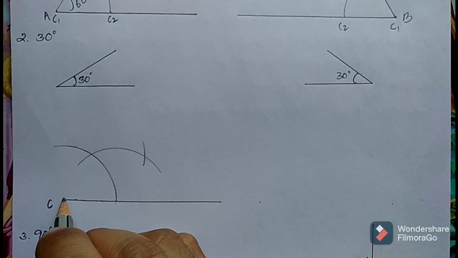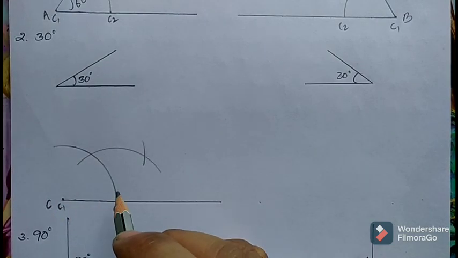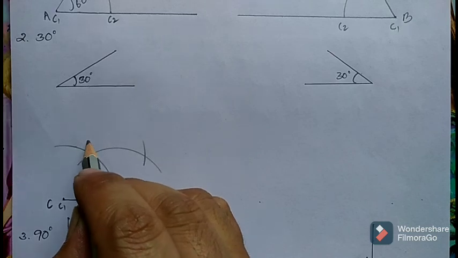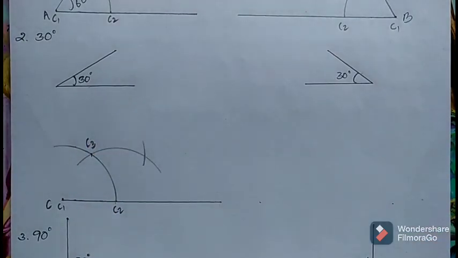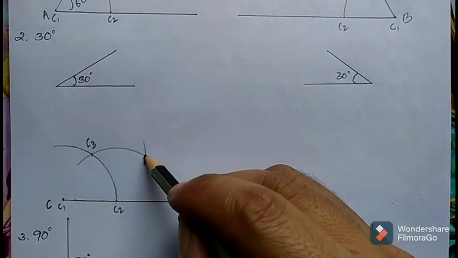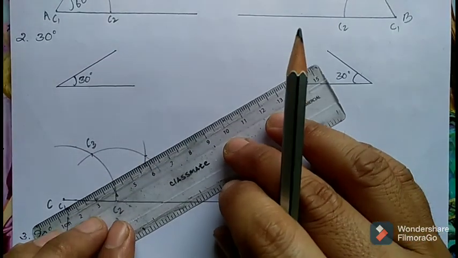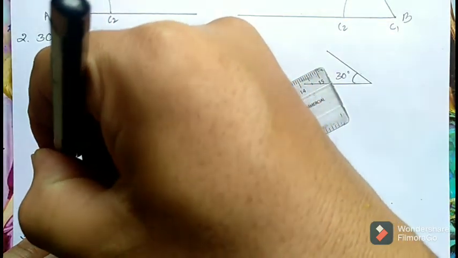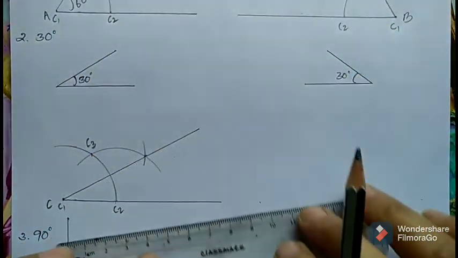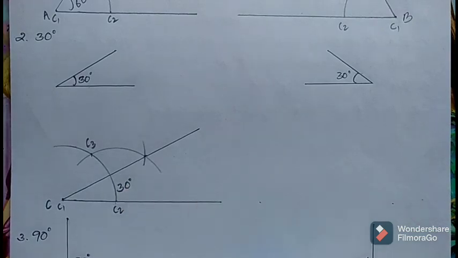This is the point where we take the first center, so I write C1. This is the point where we take the second center, I write C2. And this is the point where we take the center for the third arc. I write C3. Now finally we have to join the point of intersection of the second and third arc with the first center. Let's join them. Then we get an angle here, and this angle is 30 degree. You can verify using a protractor.